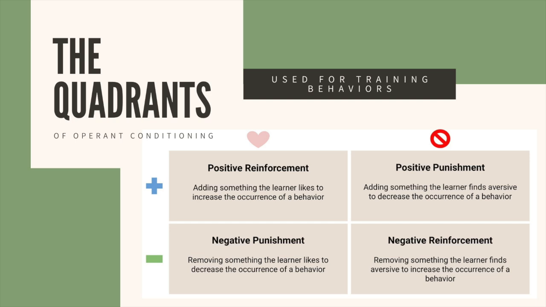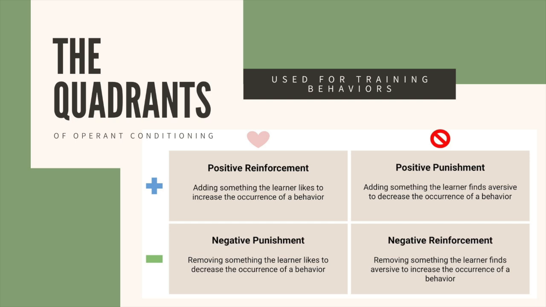So we'll start in the upper left-hand corner, and we're talking about positive reinforcement. So this is adding something that the learner likes to increase the occurrence of a behavior. An example of this might be, I really like it when my horse stands calmly in the cross ties. So when I notice he is standing calm and relaxed, I will give him a treat. And hopefully that over time will create a horse who is going to stand calmly in the cross ties more often.